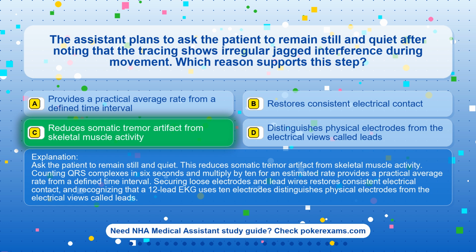a defined time interval. Securing loose electrodes and lead wires restores consistent electrical contact, and recognizing that a 12-lead EKG uses 10 electrodes distinguishes physical electrodes from the electrical views called leads.